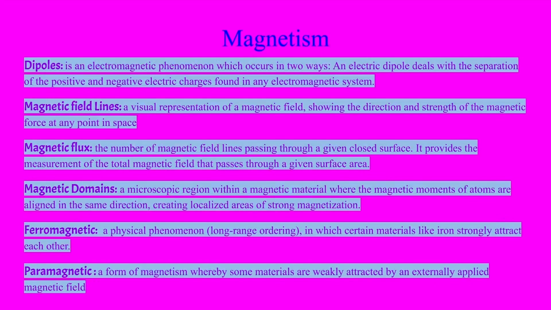Magnetic domains, a microscopic region within a magnetic material where the magnetic moments of atoms are aligned in the same direction, creating localized areas of strong magnetization. Next is ferromagnetic, a physical phenomenon in which certain materials like iron strongly attract each other. Paramagnetic, a form of magnetism where some materials are weakly attracted by an externally applied magnetic field.